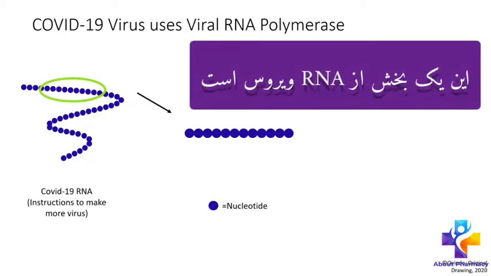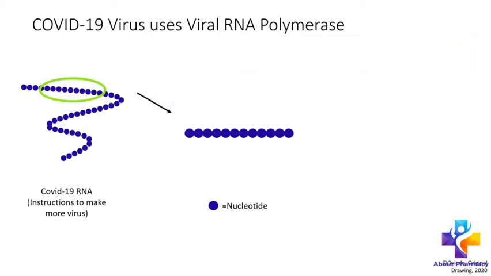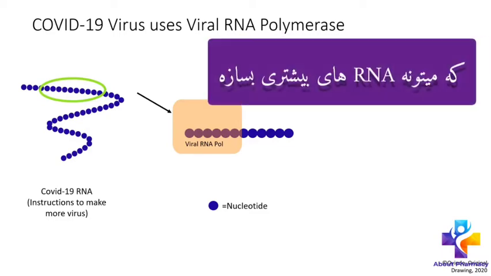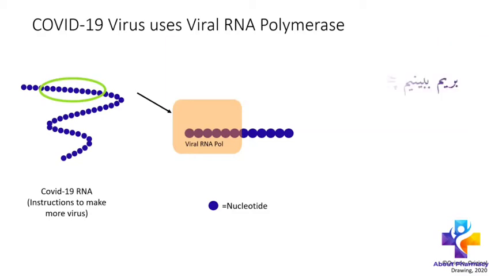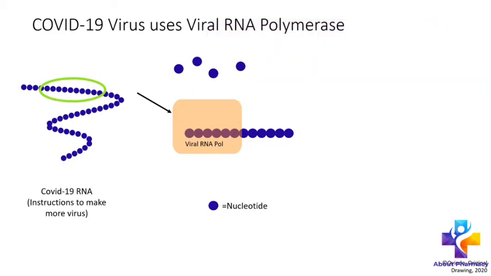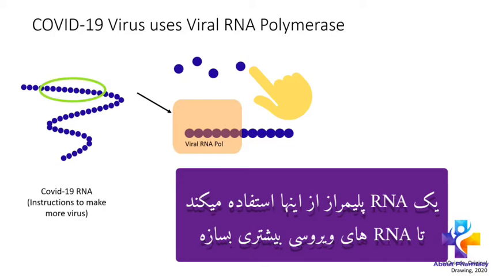A string of nucleotides which represent a portion of the viral RNA. This is viral RNA polymerase, which is a molecule that can make more viral RNA. Let's see how this works. These blue dots all represent nucleotides present in the cytoplasm. The viral RNA polymerase will use them to make more viral RNA.